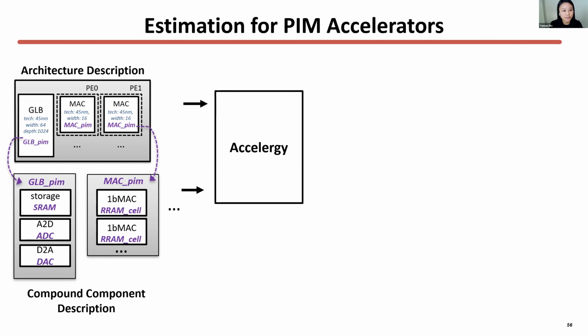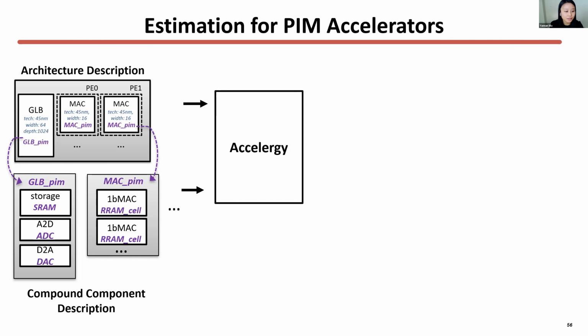Again, Accelergy takes in the architecture description, which is the global buffer and a bunch of, we still say each computation unit is a PE. And if you notice, the classes of these high-level components are PIM related. The global buffer is actually an instance of the GLB PIM compound component class, which is user-defined.